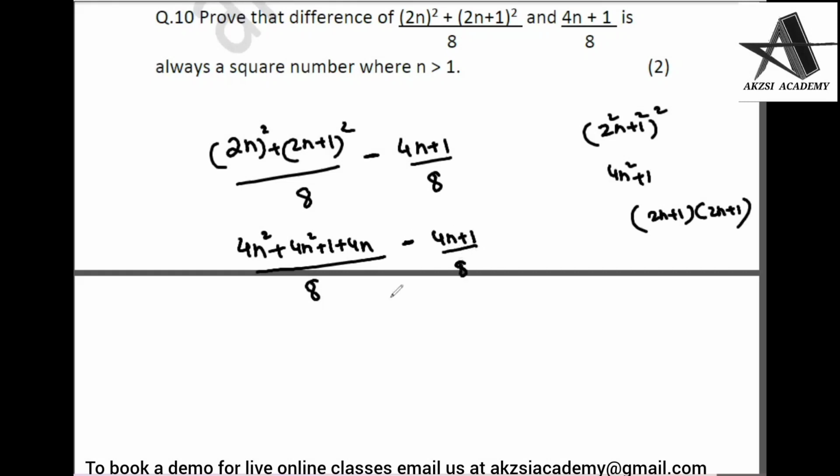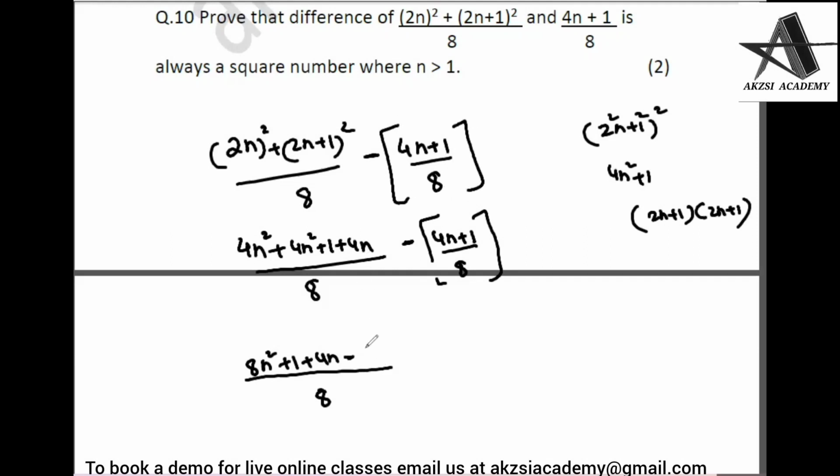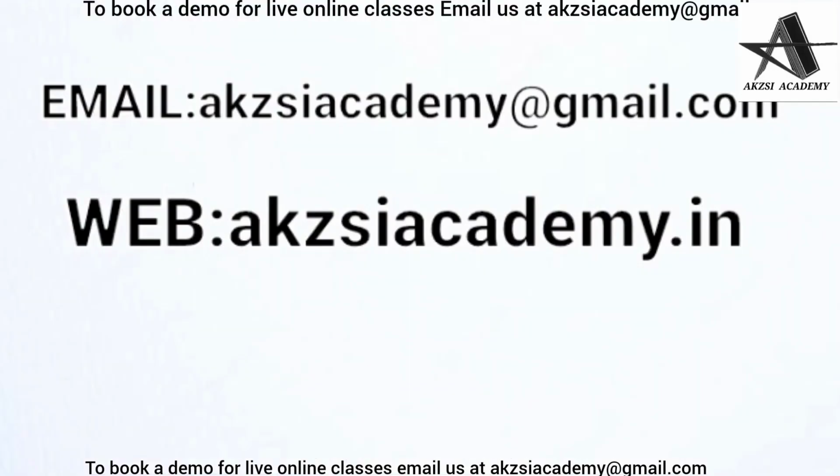Since the denominator is exactly the same, we can combine them: 8n squared plus 1 plus 4n, and this is subtracting. Whatever we are subtracting, we have to put inside the bracket. So minus, inside the bracket, 4n plus 1, because when I expand, the sign will get changed. So 8n squared plus 1 plus 4n minus 4n minus 1 by 8, which will give me 8n squared by 8, that is n squared. And n squared is what? Yeah, it's a square.